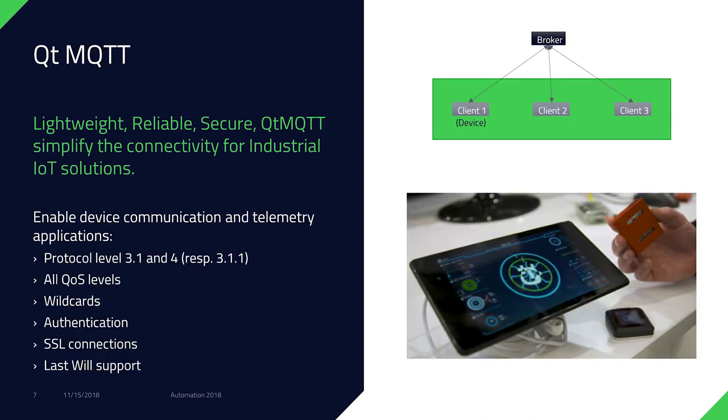Another protocol I want to mention included in Qt is Qt MQTT. I don't know if you are familiar with MQTT, but just to mention, Qt MQTT is a lightweight, reliable, and secure protocol that simplifies the connectivity for industrial IoT applications. In this case, where we are focusing is on the client part, enabling publisher-subscriber applications. We don't cover the broker. Today, in 5.11, we support protocol level 3 and level 4. And for the next release, 5.12, we are looking into also providing level 5 support on this protocol.